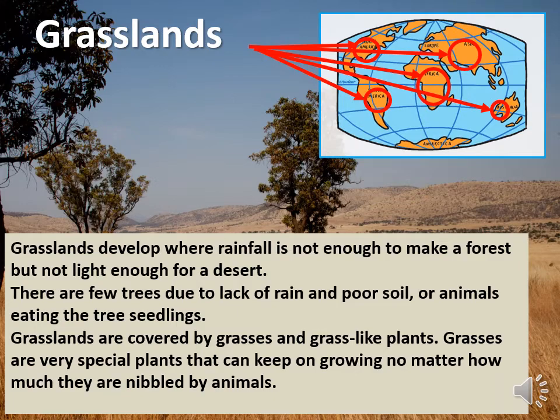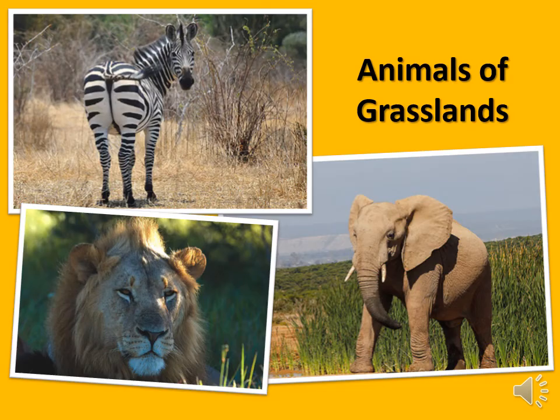Some of the animals that you find here are zebras, lions, and elephants. You can see how the plants are there. But not all the animals here are eating plants. There are animals like lions and tigers and hyenas that eat other animals. And there are animals like rhinoceros, buffaloes, and giraffes that eat trees and other plants.